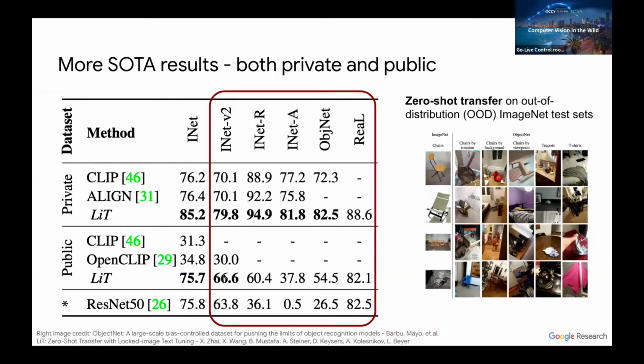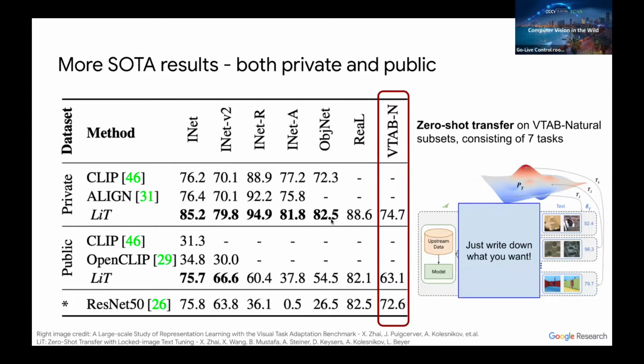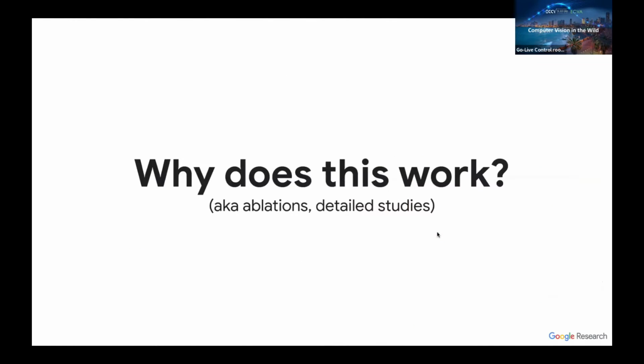And on a few other out of distribution datasets, the LiT model also gets quite promising results, as well as a zero-shot transfer on VTAB natural subsets consisting of 7 tasks. The LiT model also matches the from scratch method like ResNet 50, which has seen already downstream per task training examples. Next, I will explain why this could work.